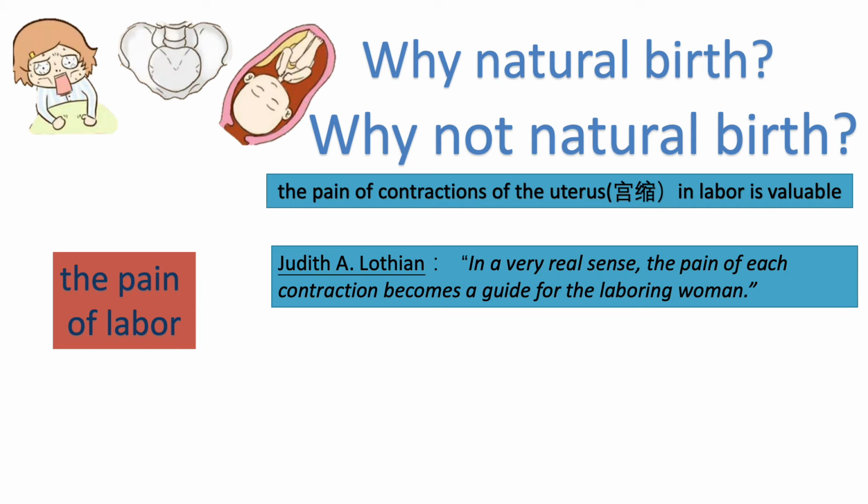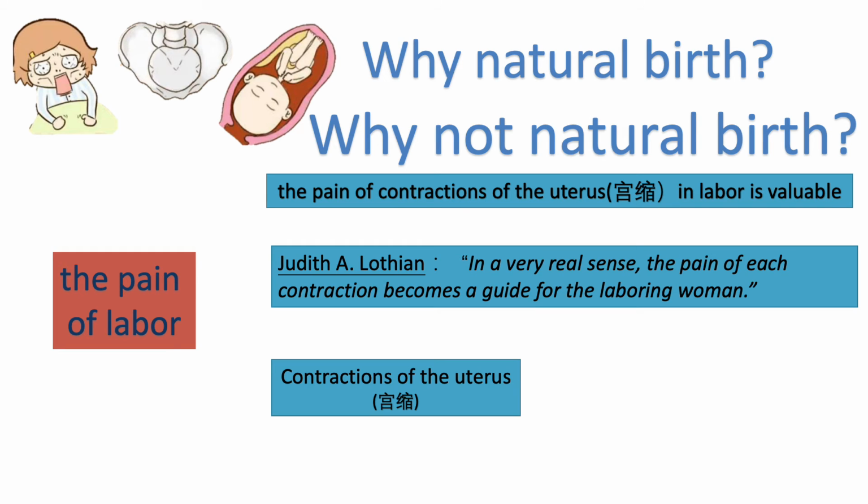An expert of childbirth, Lothian, says, in a very real sense, the pain of each contraction becomes a guide for the laboring woman. This is because the contractions of the uterus have a connection with oxytocin. When the contractions become stronger, the cervix stretches and opens, and the baby moves lower, eventually moving down the natural canal.